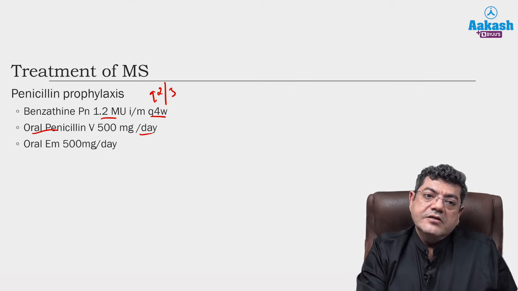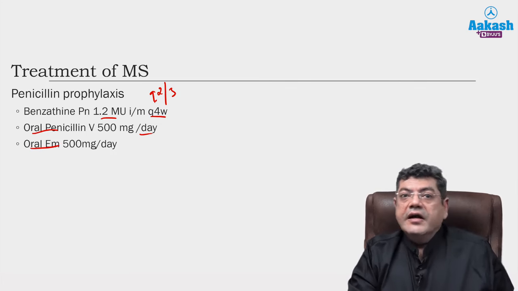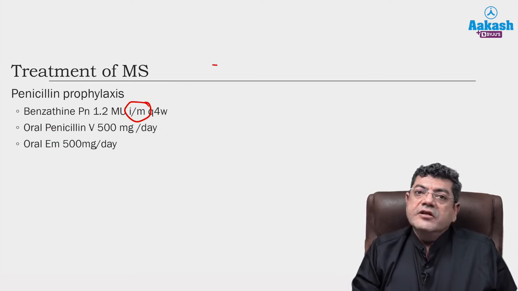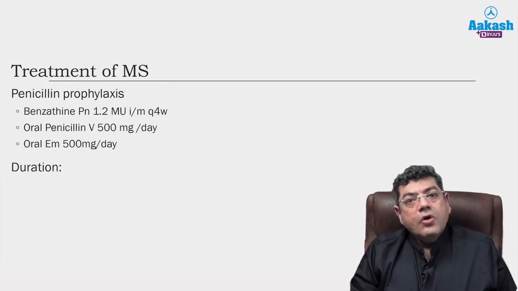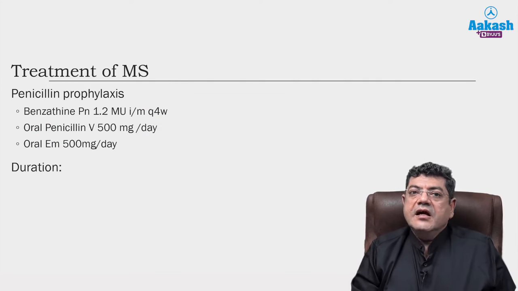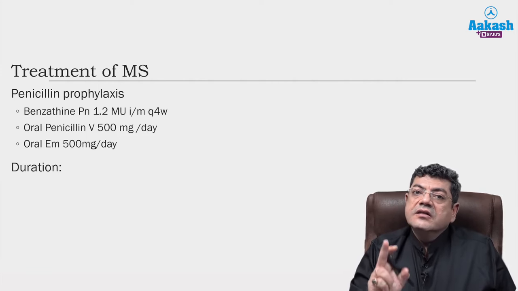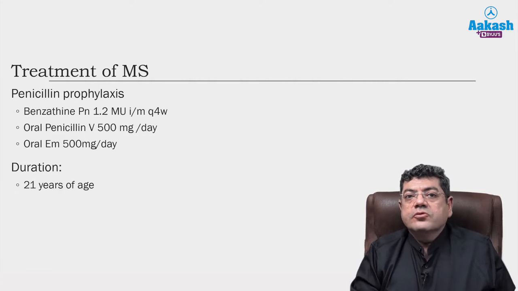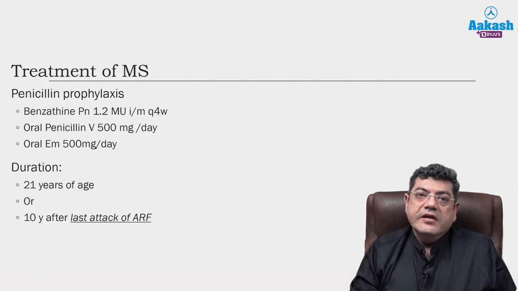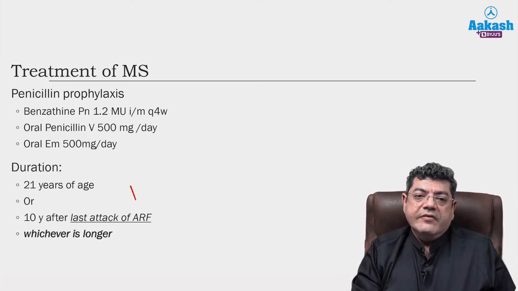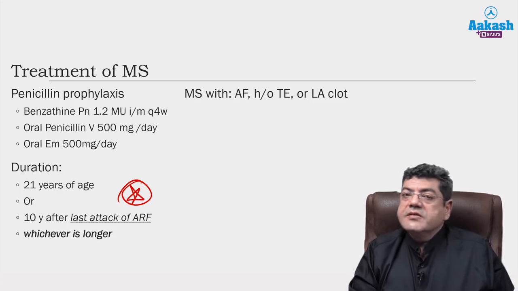Oral medication is preferred when patients are on anticoagulation, because then you do not want to give them a deep intramuscular injection for fear of a hematoma, correct? So, how long do you give this prophylaxis? Either up to 21 years of age or 10 years after the last episode of acute rheumatic fever. Please remember these words very carefully, whichever is longer. Okay, they will quiz you on this. They have quizzed you on this multiple times, so please remember this.